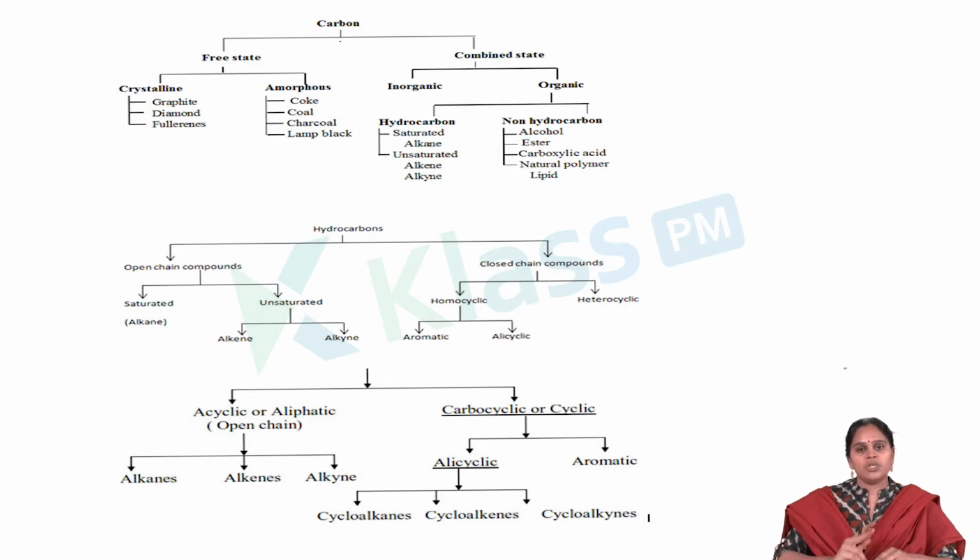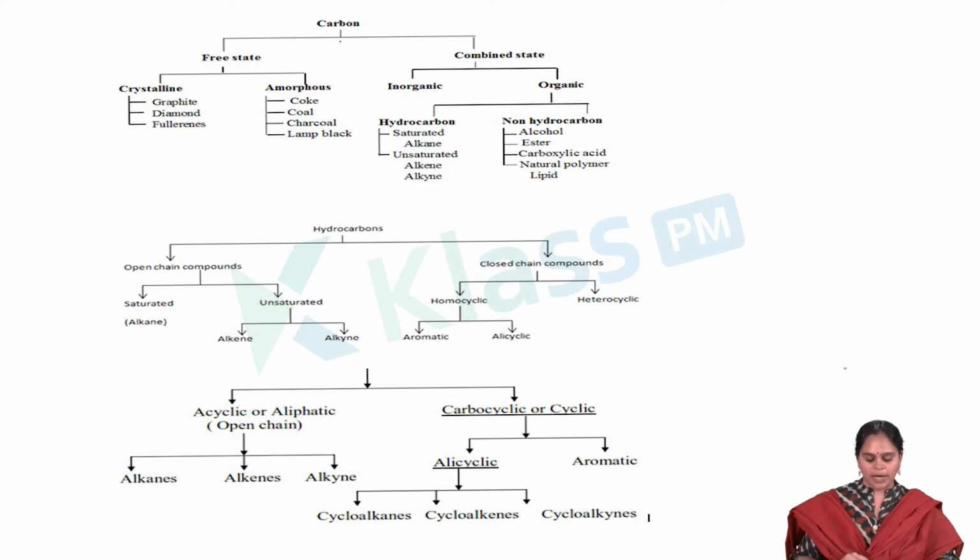In the hydrocarbons, we can mainly categorize into two, that is saturated hydrocarbons and unsaturated. Saturated means alkanes, unsaturated means alkenes and alkynes. Saturated hydrocarbons have single bonds and unsaturated hydrocarbons can have a double bond or triple bond. If they have a double bond, that is alkenes. If they have at least one triple bond, those are called alkynes. Non-hydrocarbons are like alcohols, esters, carboxylic acids, natural polymers, lipids. All these come under non-hydrocarbons because no hydrogen is here.